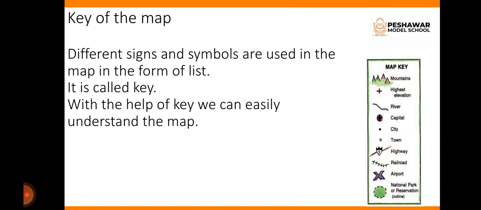Key of the map. Different signs and symbols are used in the map in the form of a list. It is called key. With the help of key, we can easily understand the map. Every map has a key, and in the key there are different signs and symbols which represent a meaningful picture. Like you will see in the picture, mountains are represented with their structure, a river is represented with a curved line, and a capital is represented with a big dot.